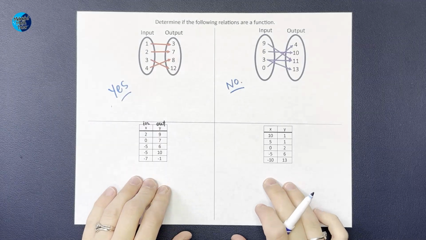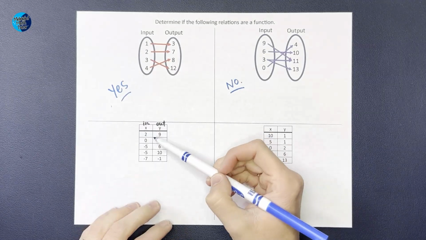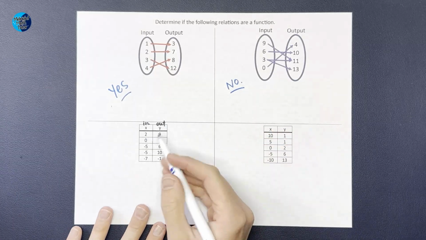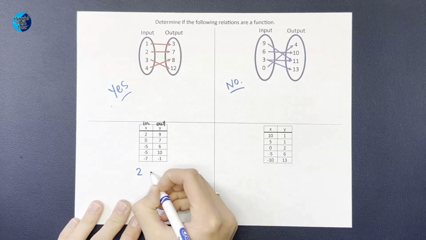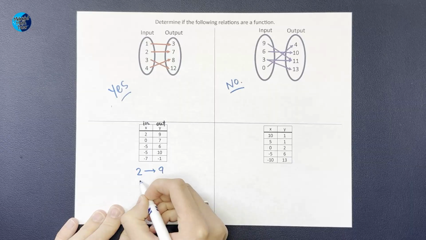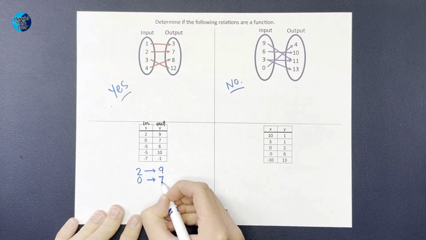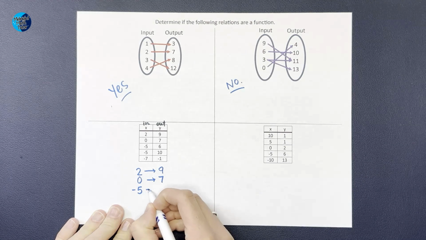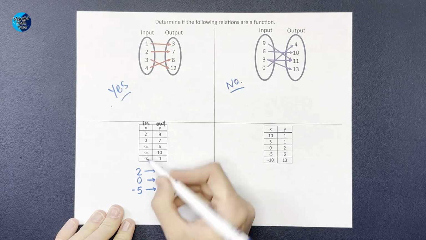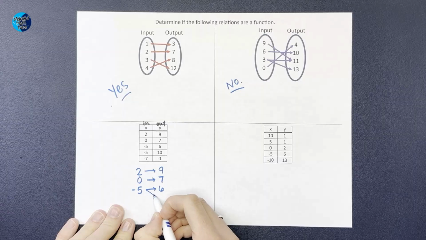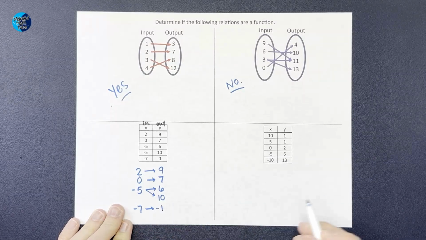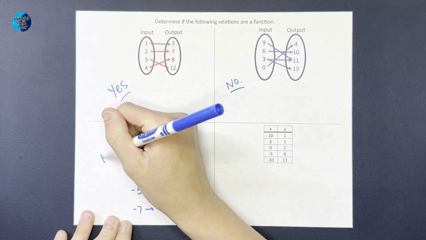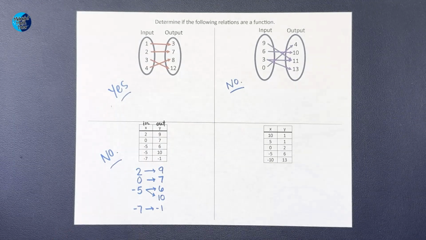All right, if you come down here, we've got some tables. Same thing, it just looks a little bit different, right? So I could also map it if you like that way. So I could do the input of 2 had an output of 9. Input of 0, the output was 7. Input of -5, we got 6. Oh, and then another input of -5 got me 10. So see how that input has 2 outputs? That cannot happen for a function. So this one is not a function. It's a relation, but not a function.